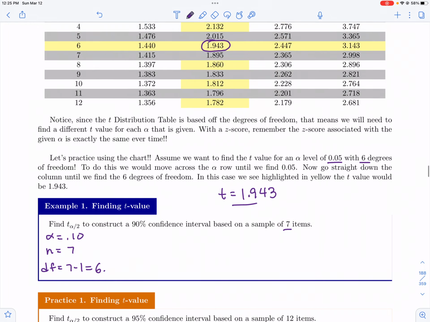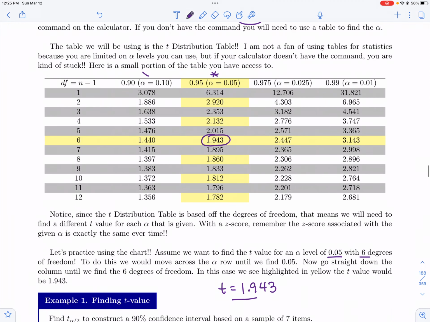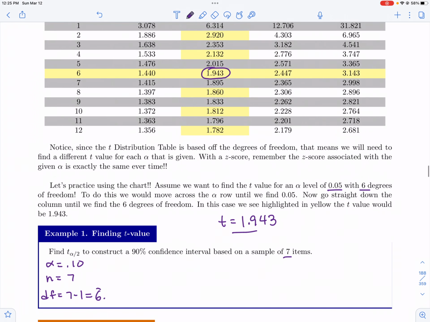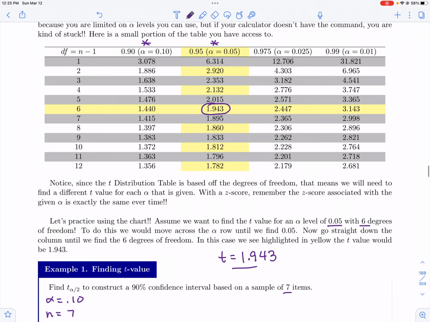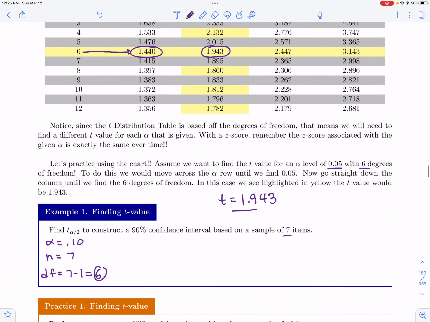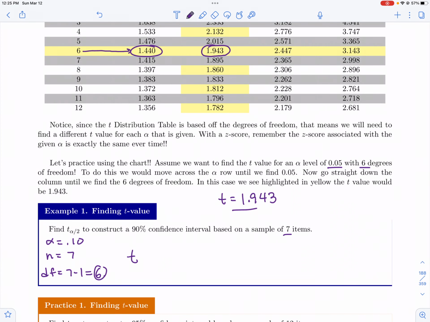So for our table version, if we go up to where the alpha equals 0.10, we're going to be looking at that first row or first column. And since we want a degrees of freedom of 6, then we want to follow along this yellow line. And so it looks like we're going to end up with a t-score of 1.440 for this one. So our t is going to be 1.440.